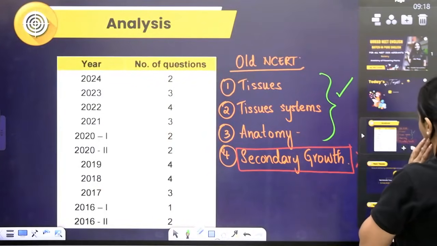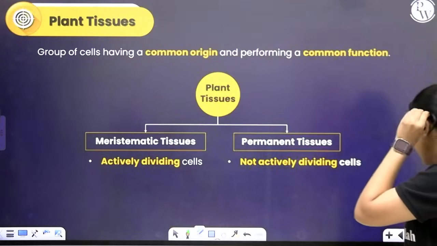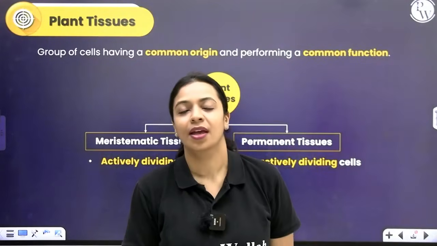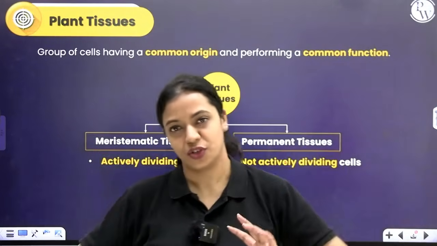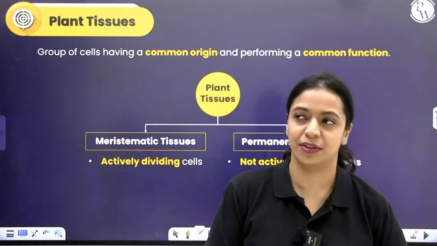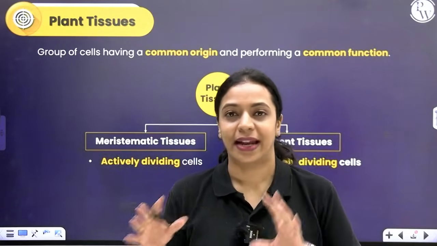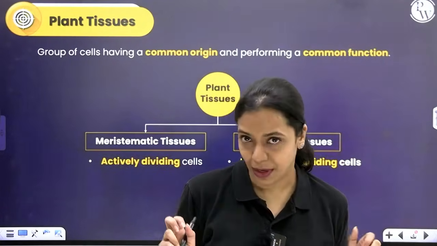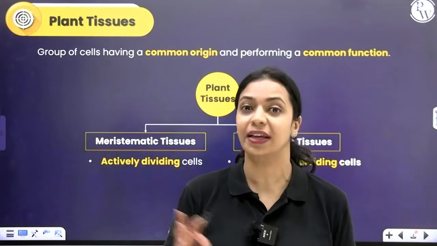First of all, what is anatomy? This chapter is called Anatomy of Flowering Plants. What does anatomy mean? Anatomy is a branch of biology where we learn about the internal structure of different organs or different parts of an organism. Over here, we are learning about anatomy of specifically flowering plants. What are flowering plants? Flowering plants are a group of plants which we also call angiosperms.